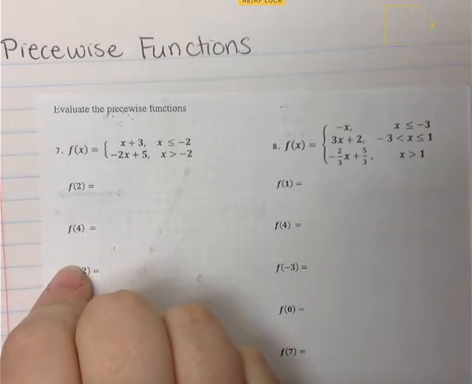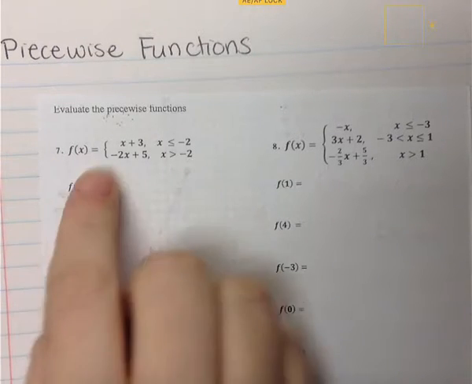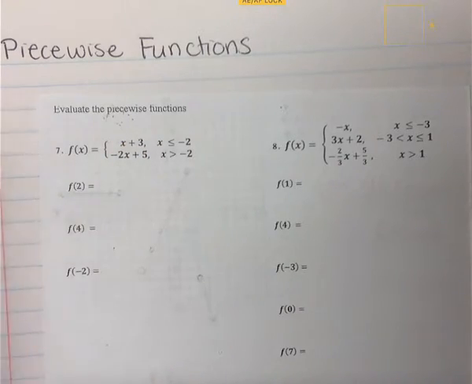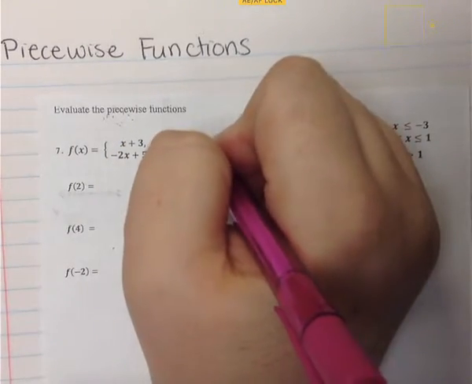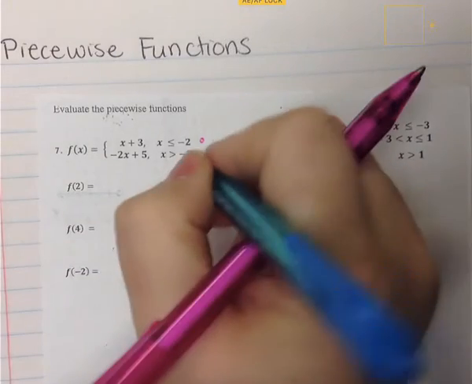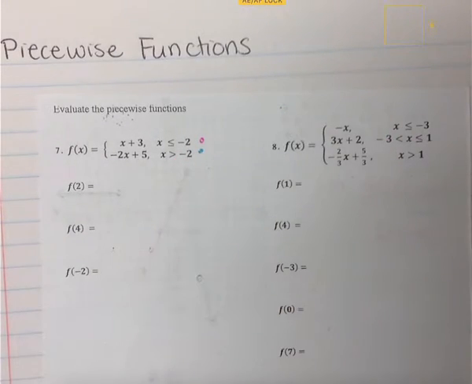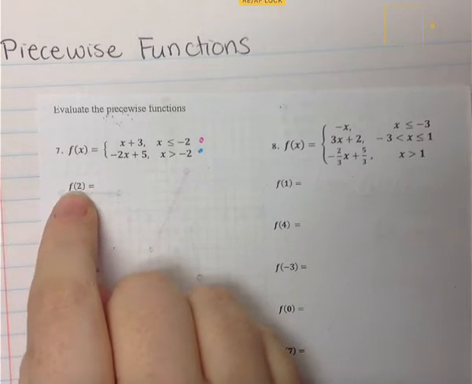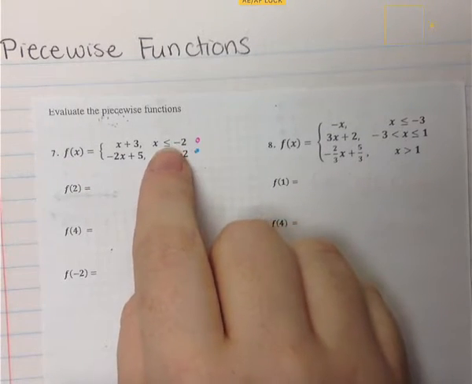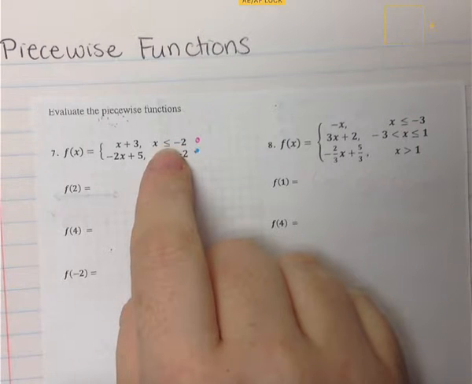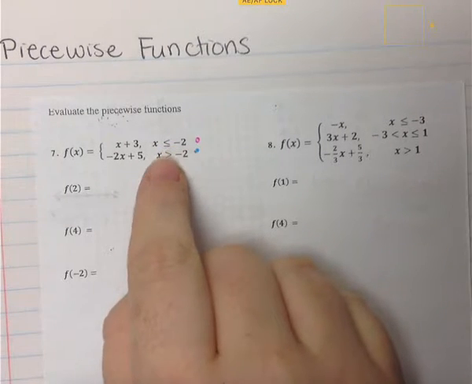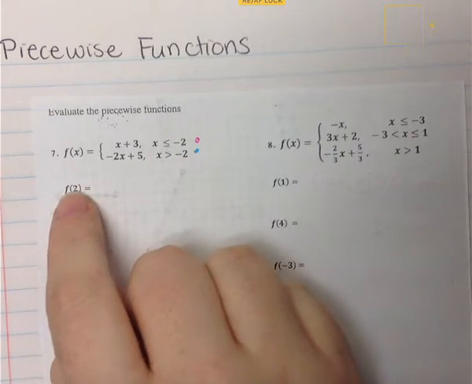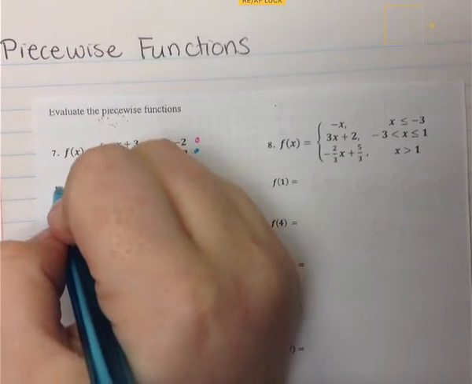Because these are all f of something, it'll go into here, but we need to know which one it goes to. So I have two different equations. I'm going to use pink and blue to represent them. So I just need to know which one they'll go to. This first one, f of 2, that's an x value of 2. 2 is not smaller than or equal to negative 2. 2 is bigger than negative 2. So actually this one will go to that blue equation.